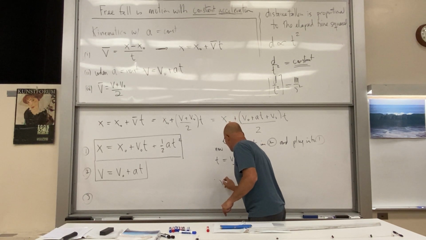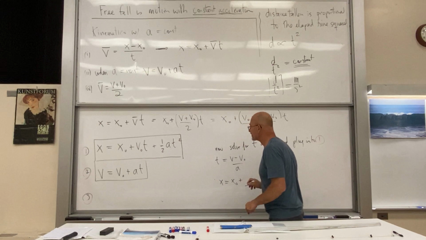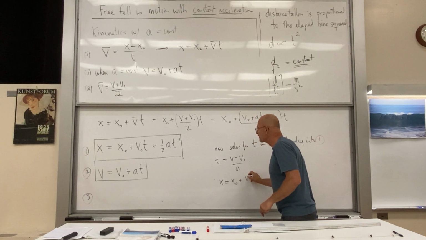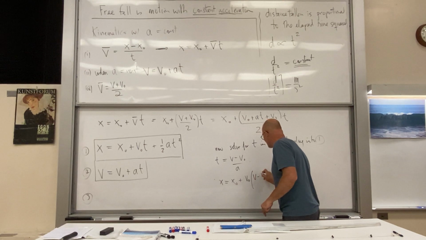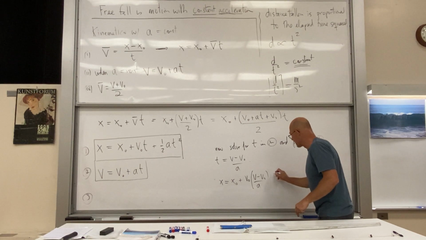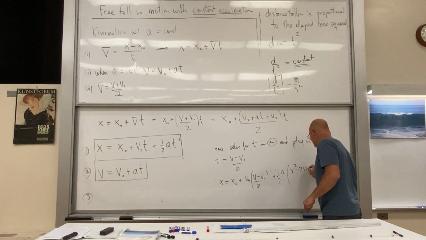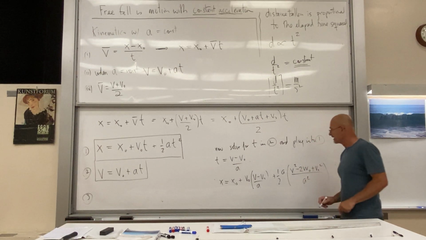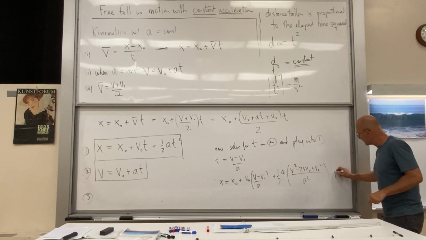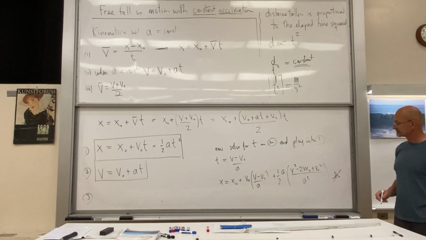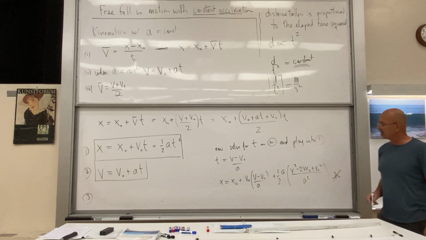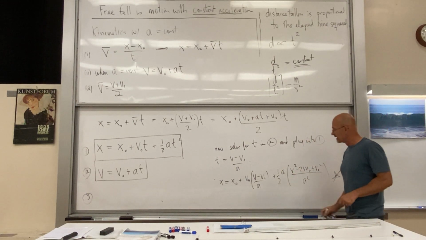We end up with x equals x0 plus v0, and then I have to write v minus v0 divided by a, and then I have to write plus 1/2 a, and then I have to square this thing, v squared minus 2v v0 plus v0 squared divided by a squared. And now I have this expression here, I'll call it a star, and I'm going to cut to the chase and write the answer down.